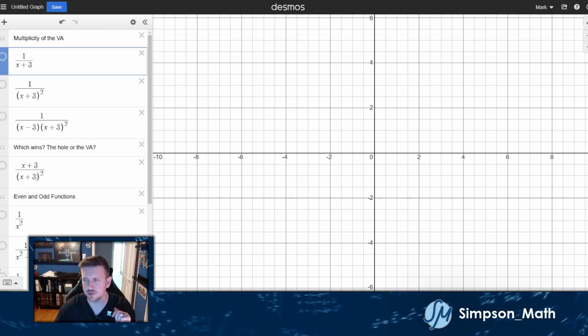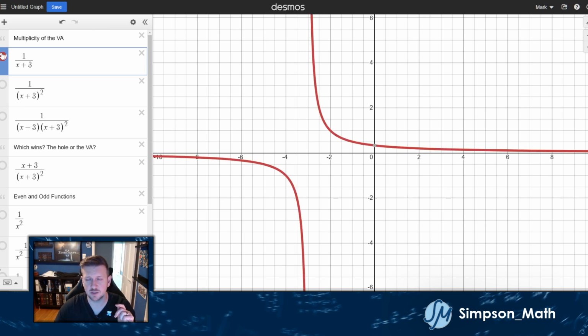So I have x plus 3 over x plus 3 squared. Obviously I could reduce one of the x plus 3's and just have 1 over x plus 3. So this is what 1 over x plus 3 looks like. When I turn this on, am I going to get something different or the same? Let me turn it on. Oh, the red one won. But notice we get just the same thing as 1 over x plus 3.